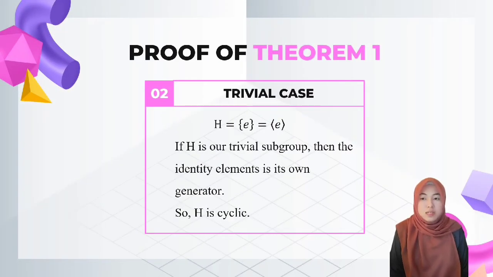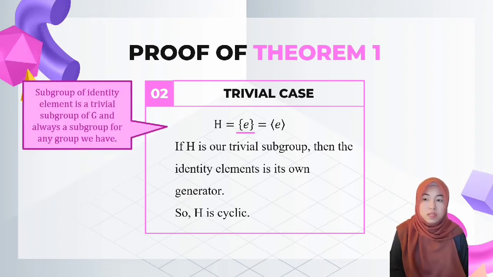For the trivial case, subgroup H is the identity element. We know that the subgroup of the identity element is the trivial subgroup of G and always a subgroup for any group we have. So if H is our trivial subgroup, then the identity element is its own generator. So it is proven that H is cyclic.